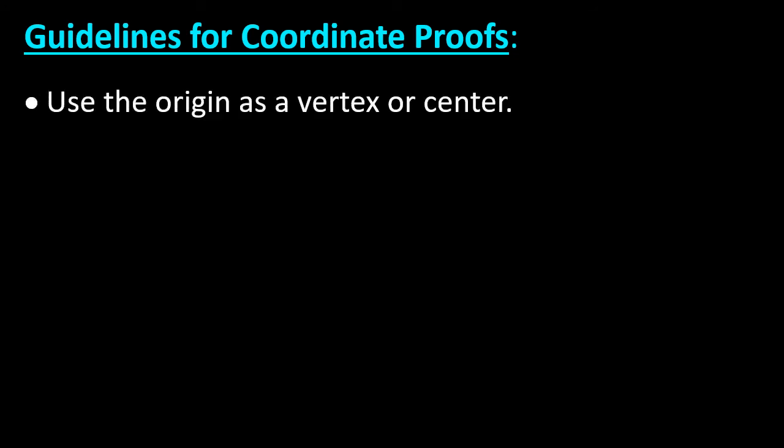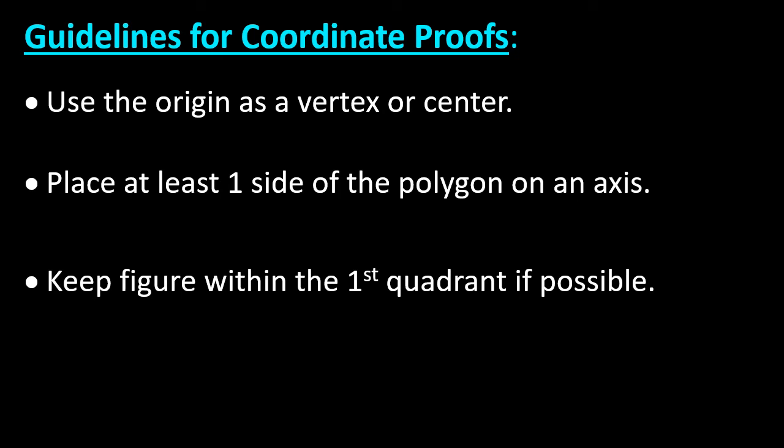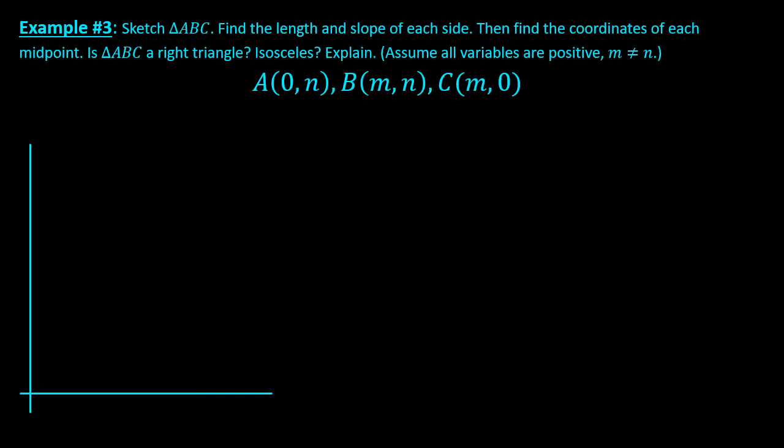Okay, guidelines for coordinate proofs. 1. Use the origin as the vertex or the center point anytime you can. It will make your proofs a little bit easier. Anytime you can place at least one side of the polygon on an axis, go ahead and do so. Make sure you keep the figure in the first quadrant, if at all possible, and use coordinates that make computation as simple as possible. So the more we can place things on the axes, the easier this will be.